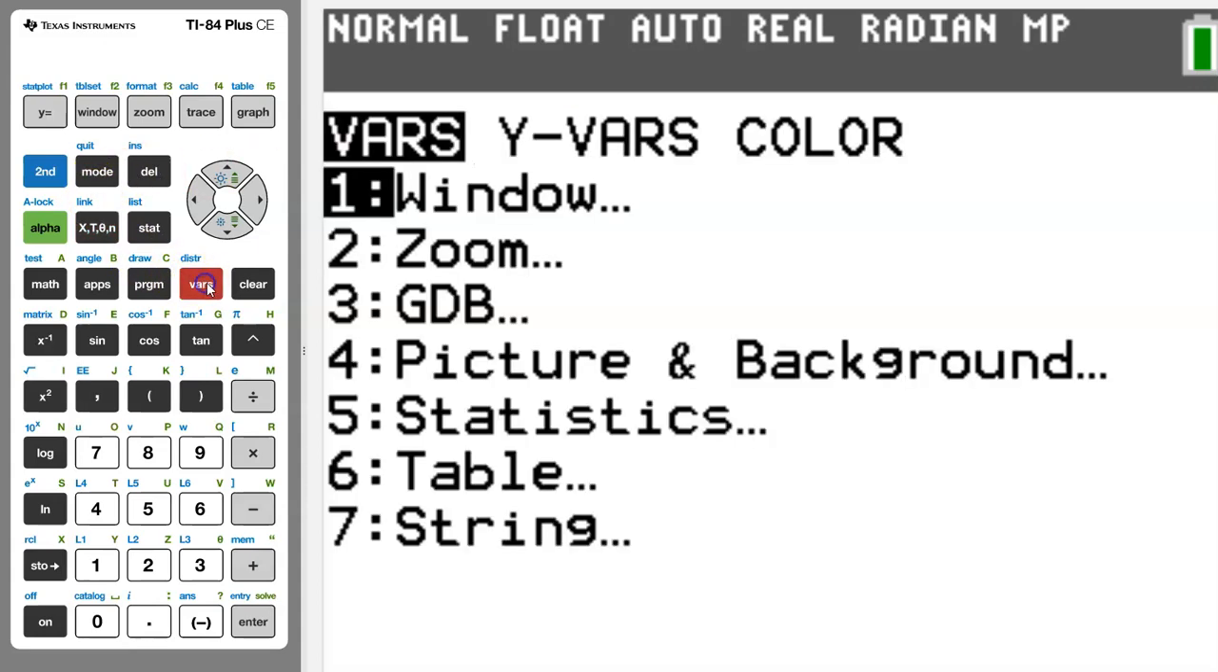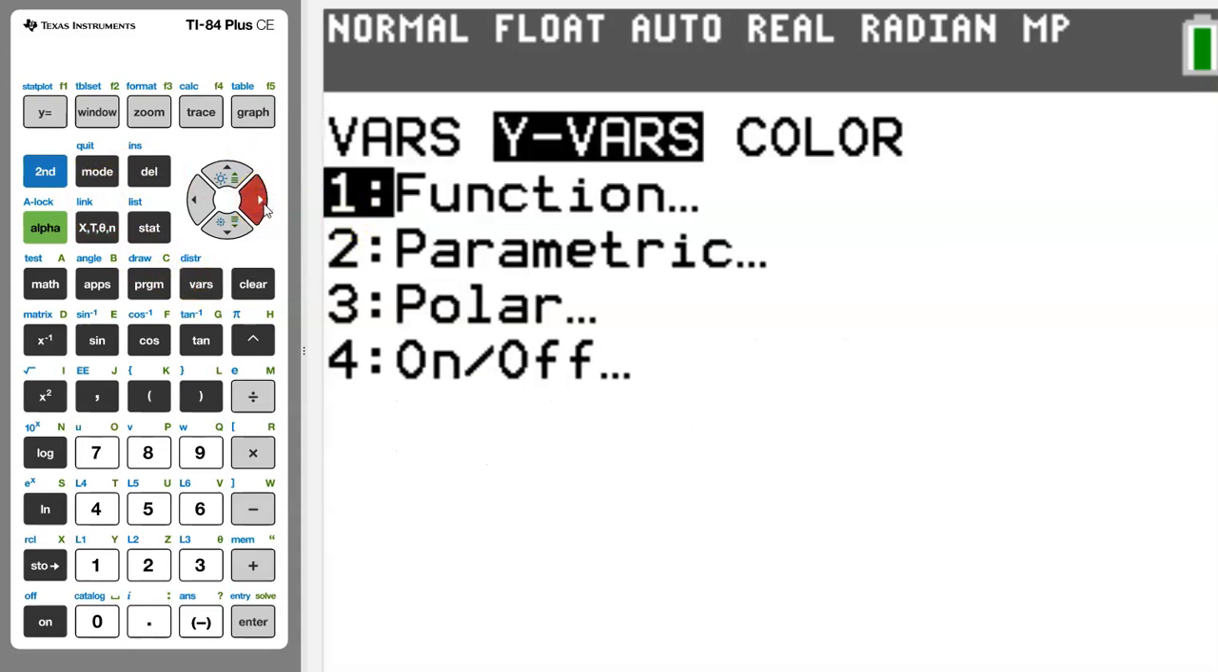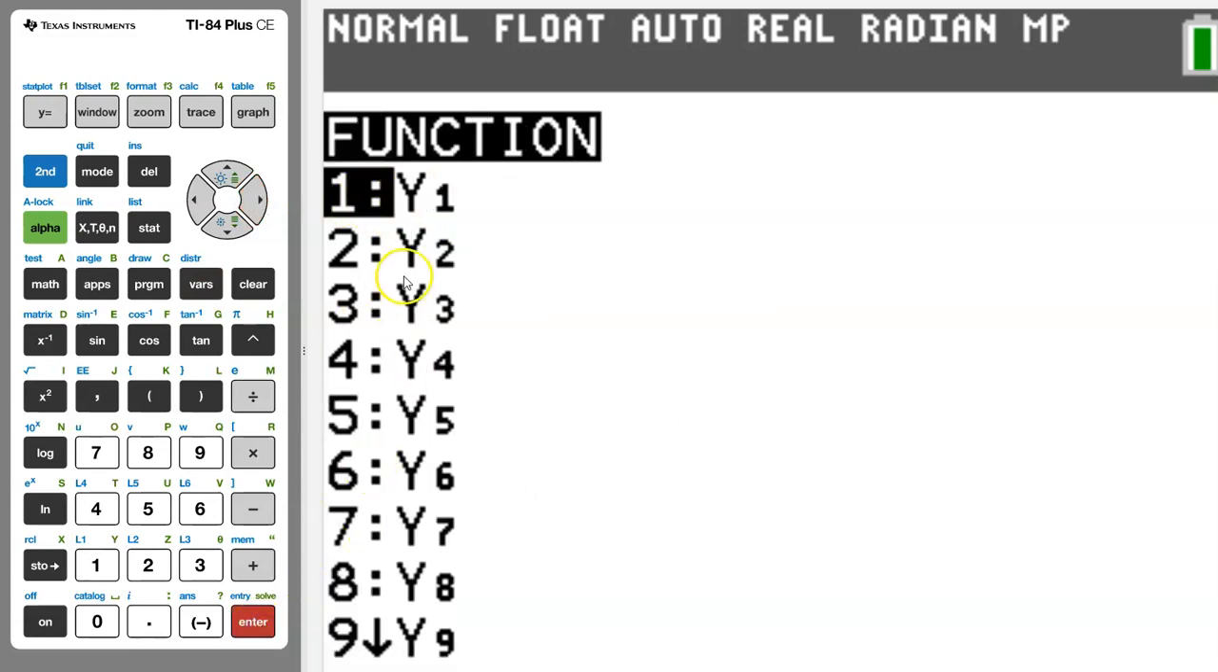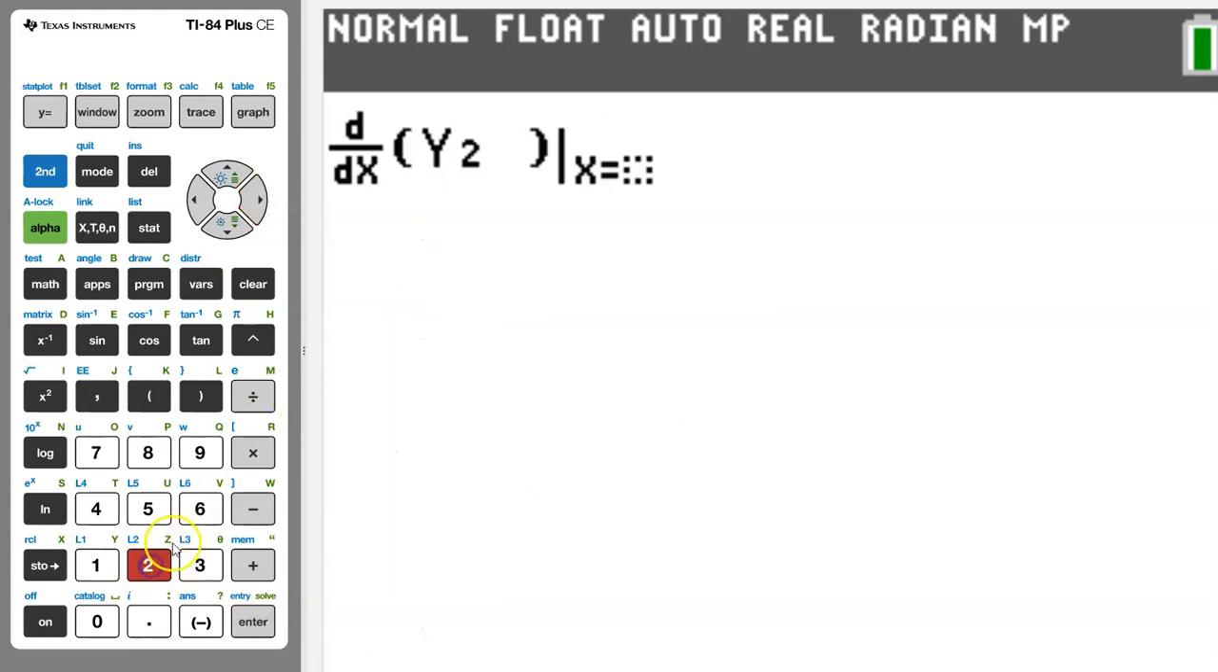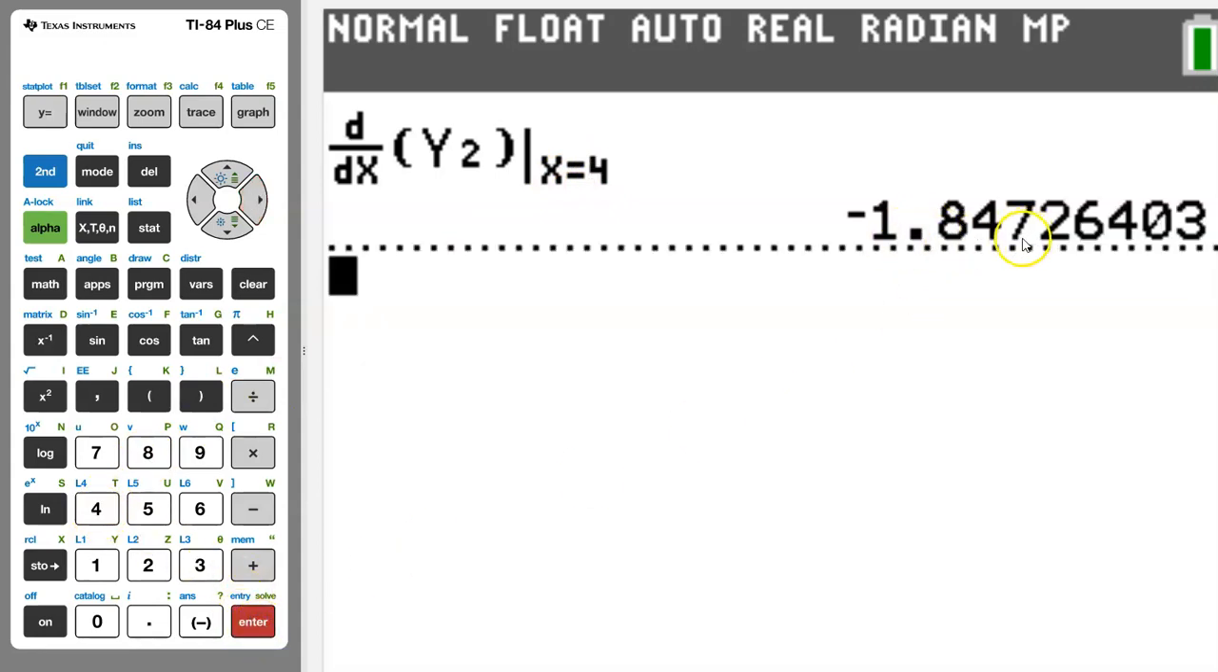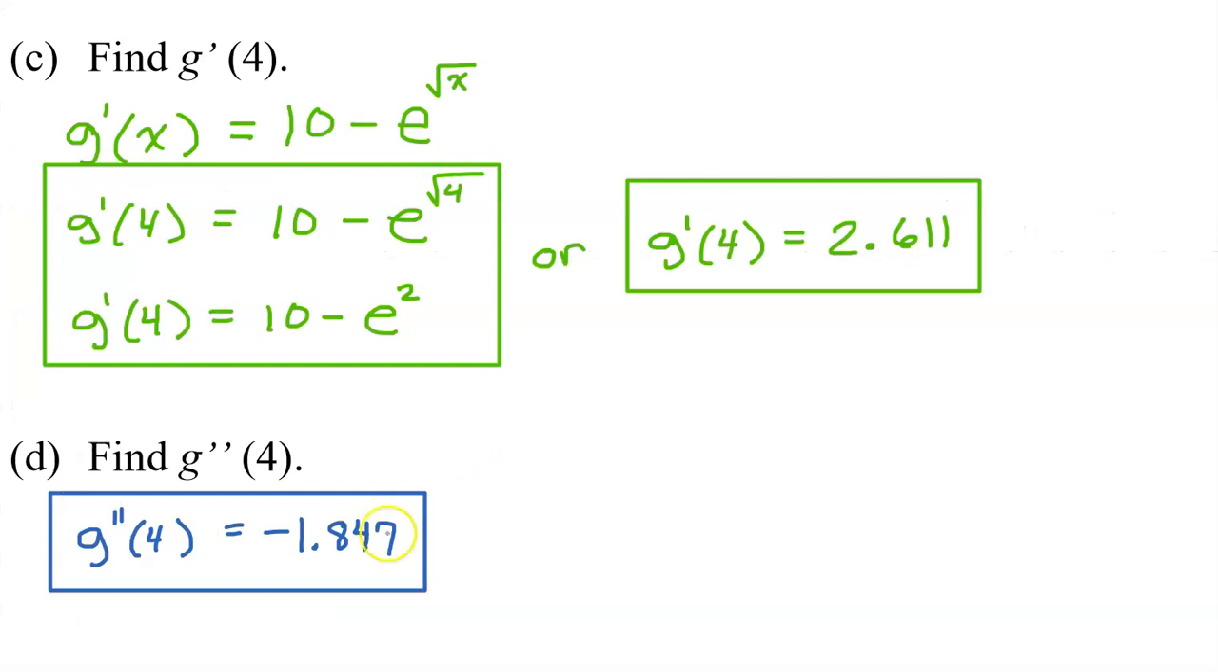So I'm going to put y2 right here because y2 represents g prime. And we do that by hitting vars and switching over to y vars. We will hit enter for function, and then there's y2. So there we go, we're taking the derivative of y2, the derivative of g prime. And we are evaluating at x equals 4. So this is the answer. And there's really no work to show, you can just write the answer.